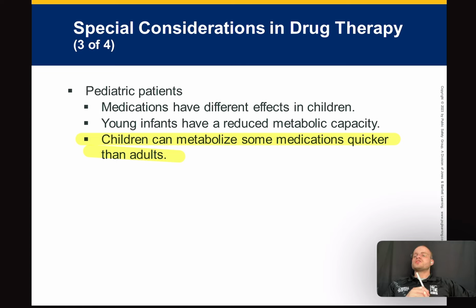But interestingly, children metabolize medications quicker than adults. Weird, right? Like an 8-year-old boy can chew through the metabolism of fentanyl, which is a pain medication, really quickly, and I've seen this clinically, compared to a 28-year-old male. So kind of an interesting dogma. Again, infants have a reduced metabolic capacity, but children tend to have a quicker metabolization of certain drugs.